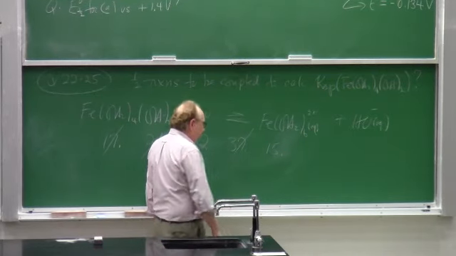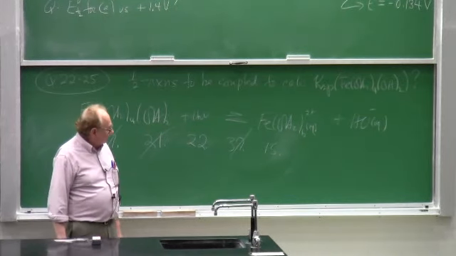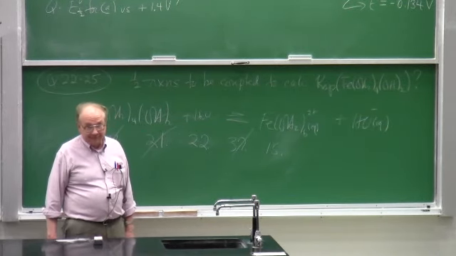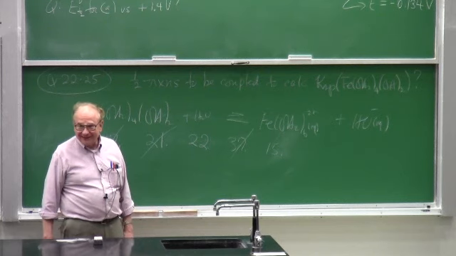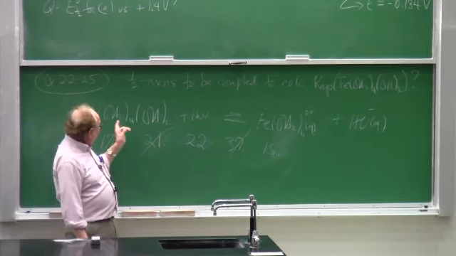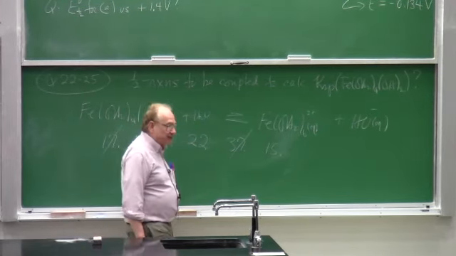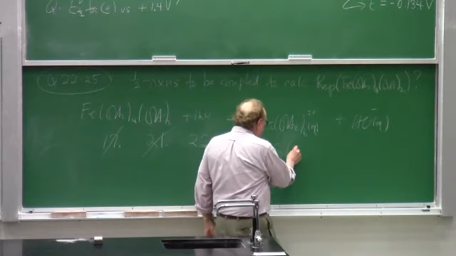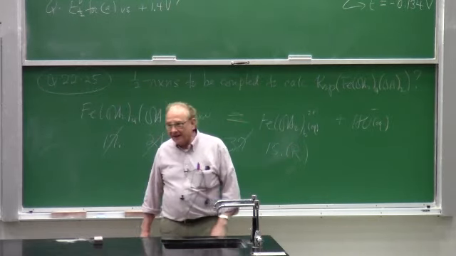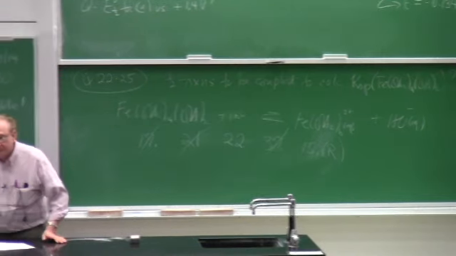Now then, 15 and 22. Which one gets reversed? Can't be both reversed. I want to put these half reactions together so that when I add them up, I get this. Which one gets reversed? Good. And when I do this, what will be the value for E cell?